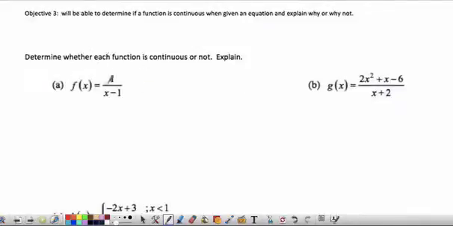So f of x equals 1 over x minus 1. Well, this one's not going to be continuous because if we plug in 1 here, 1 minus 1 is 0. So no, because there is a vertical asymptote at 1.